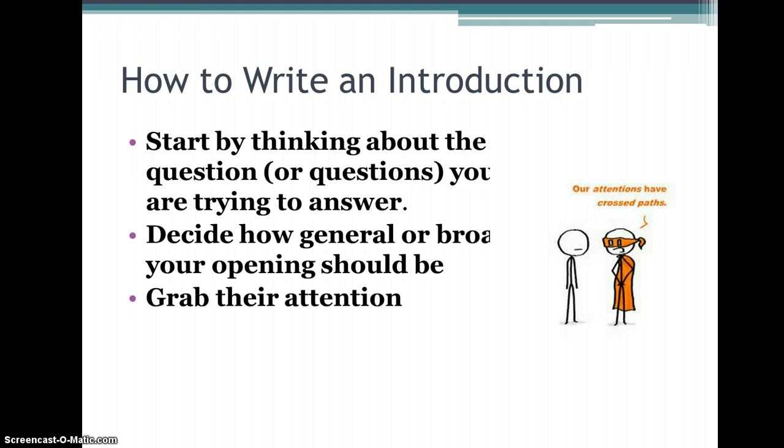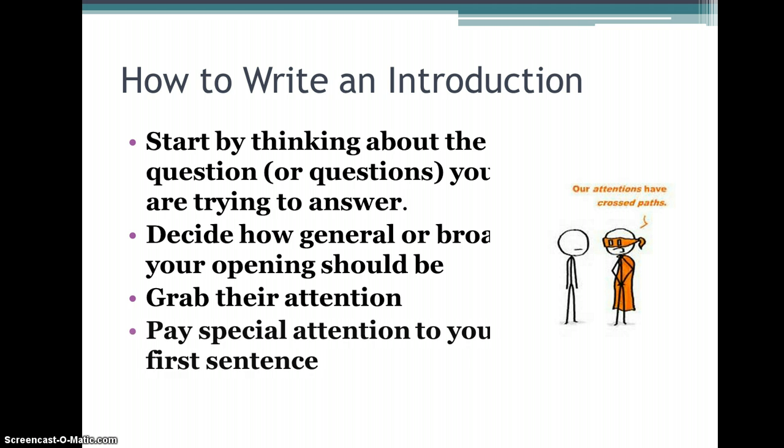Next, you need to grab their attention. Usually you do this in a research paper by providing a really cool, solid fact that makes somebody step back and go, whoa, I need to keep reading this because this sounds pretty cool. So we can talk about how to do those. And you need to pay special attention to your first sentence. Your first sentence is key.